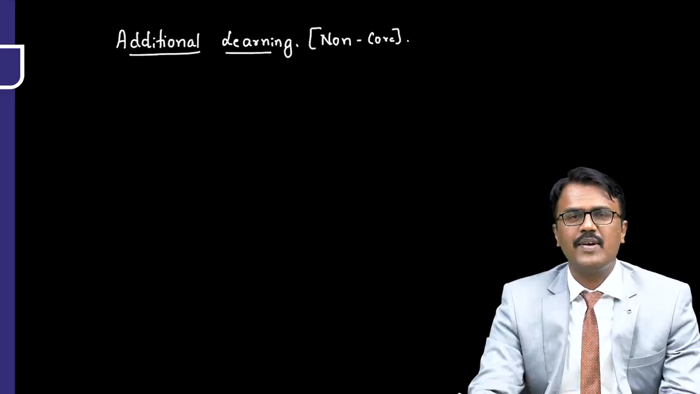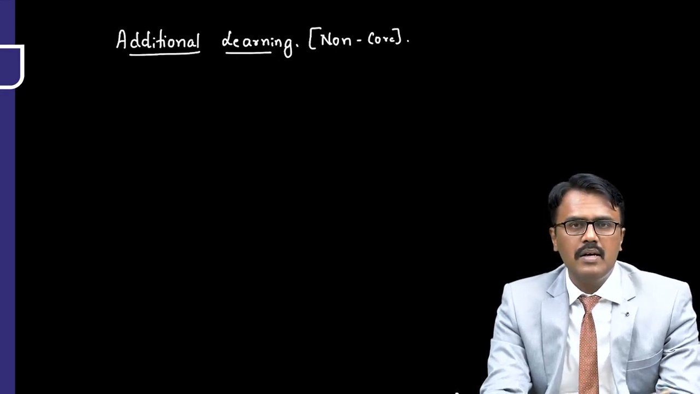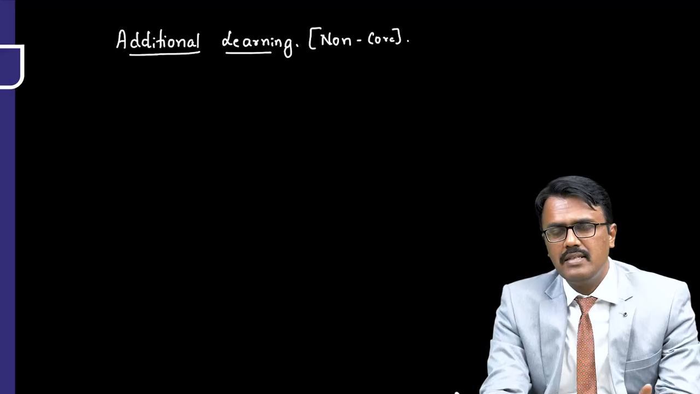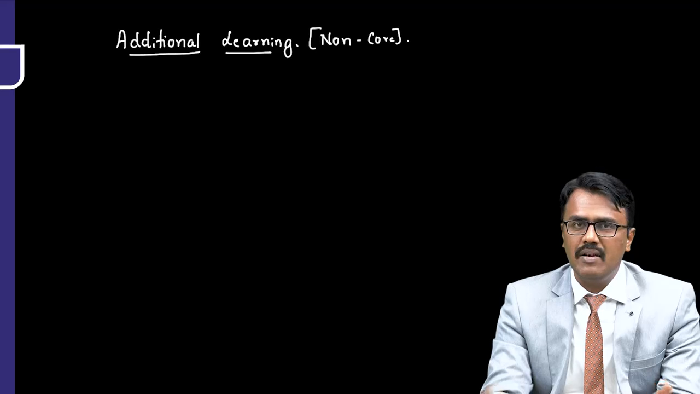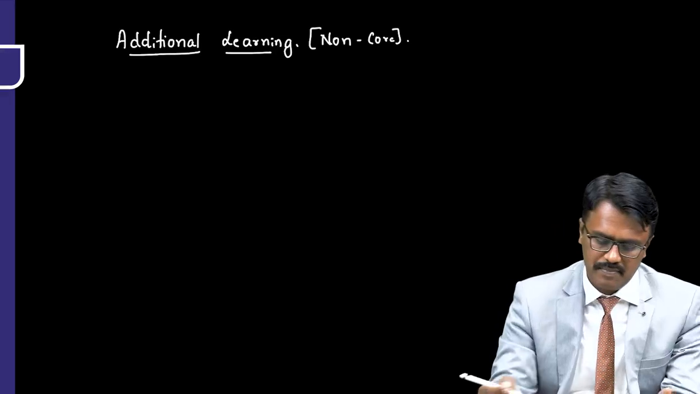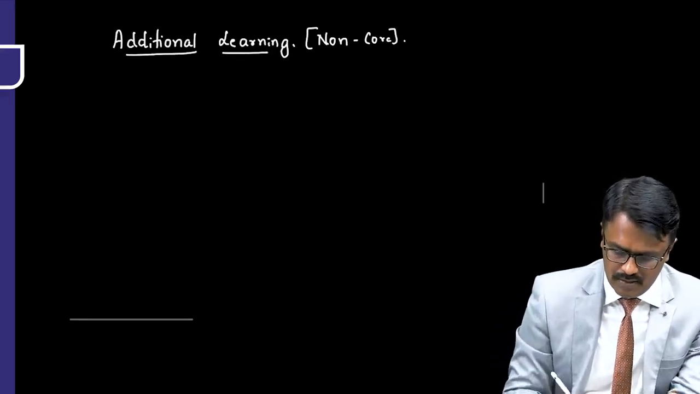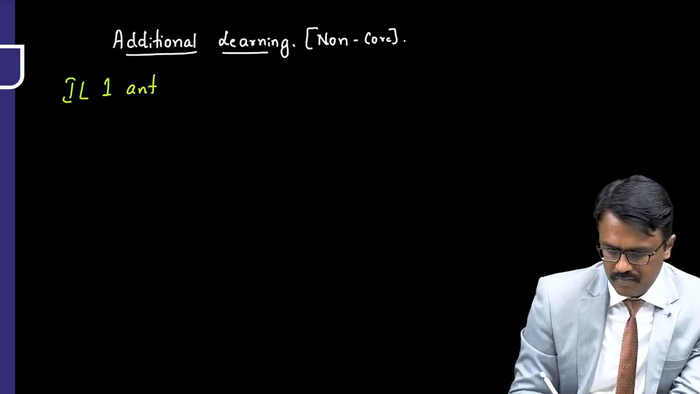Thank you all. In immunomodulators, we have some additional learning. These are non-core, but particularly important in the INI-CET pattern of exams. It's a summary of some of the interleukin blockers and a summary of CD factor blockers. So let us see them. Now, the first one is the interleukin 1 antagonist.